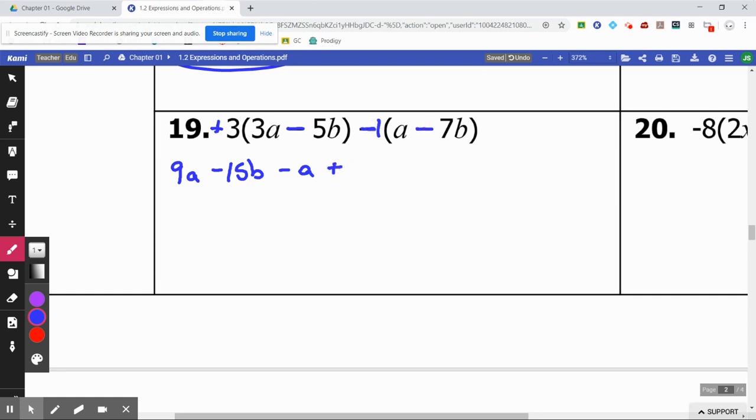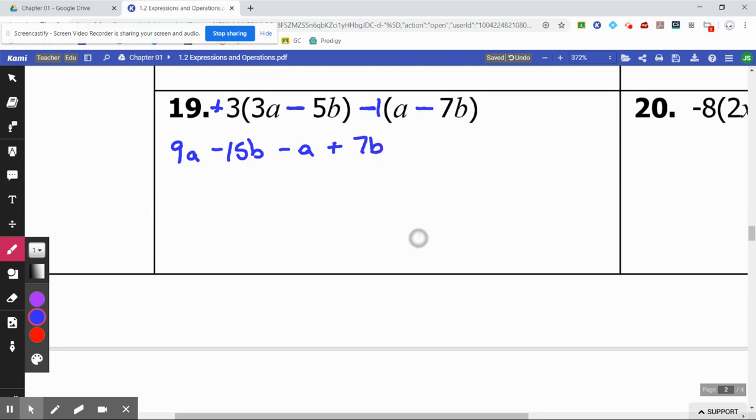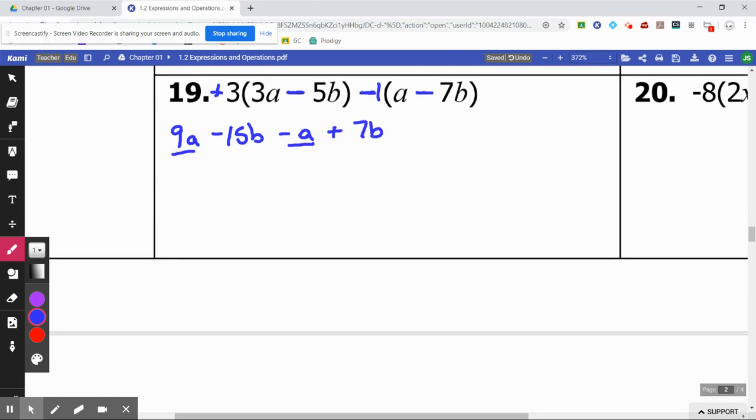So there's one place some people might make a mistake. Negative times negative is a positive. 1 times 7b is 7b. Combine 9a's minus 1a gives you 8a's. Negative 15b's, positive 7b's is negative 8b's.